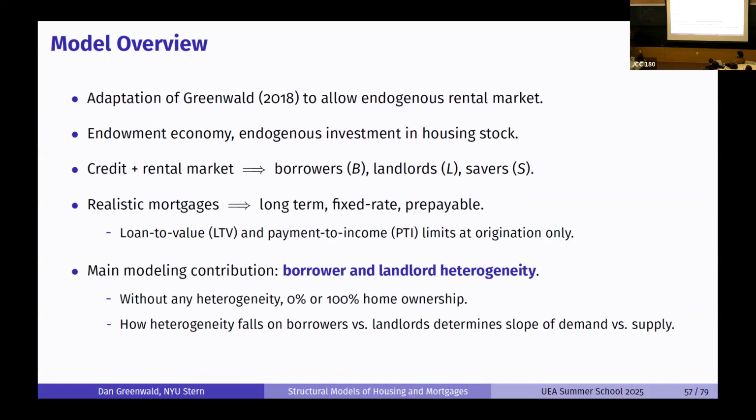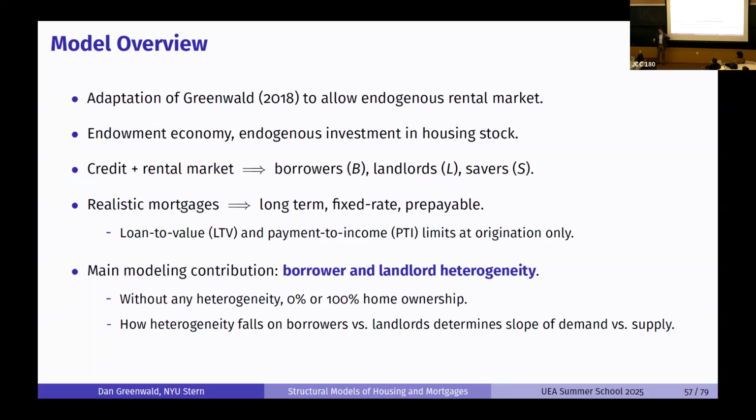Okay, so what are we going to do in this model? Everything's going to be the same as the model I showed you before, except for one thing, which is now we're going to put in some heterogeneity within borrowers and landlords. So we're going to add landlords, I guess that's one change. And then we're going to assume that within borrowers and landlords, there's some heterogeneity.